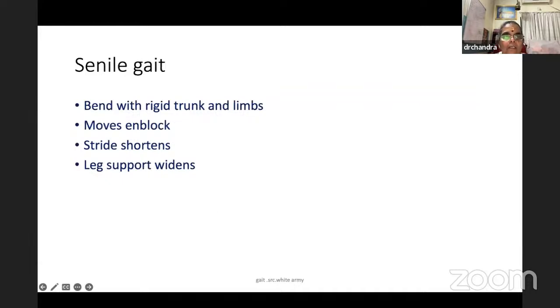And what is a senile gait? After you have the normal gait, as we age normally, the trunk becomes slightly bent and the limb movements become reduced, synkinetic movements become reduced. The person generally moves like a block rather than quickly moving the upper limbs and the lower limbs. The stride length is short, and the leg support widens. So as we age, there is a slight stoop, bending of the trunk and moving in a block, short stride, and the leg support will widen.